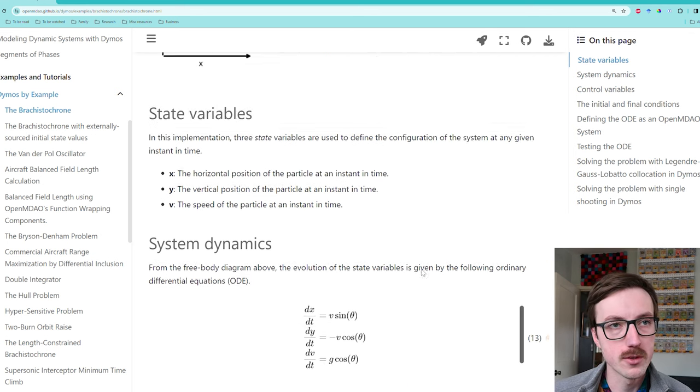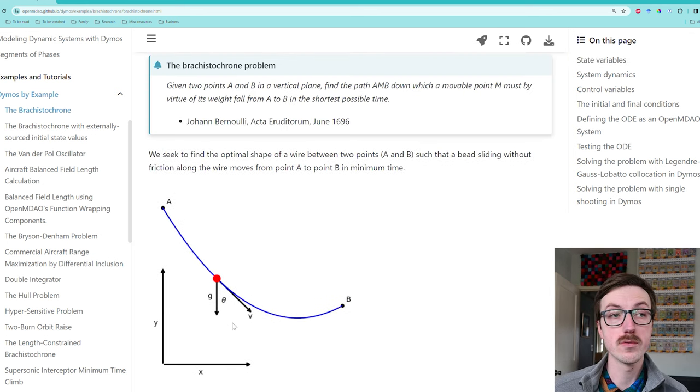I did not drill into this, but let's go back up here. Theta is defined as the angle between the vertical gravity vector and the current angle of the wire. So if we had just a straight line from A to B, theta would never change. It'd be a fixed value.